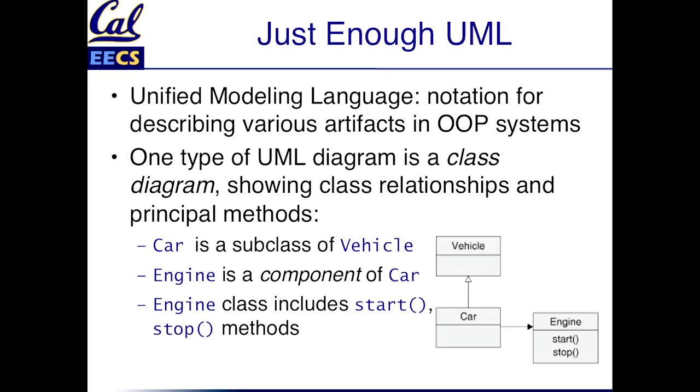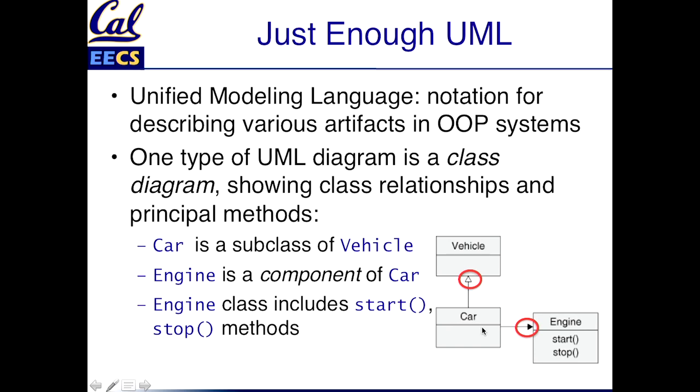We're going to use the UML class diagram pretty extensively throughout these examples. And it's actually pretty widely used even by people who don't otherwise use a lot of UML. You can use it to show very basic relationships among different class types. So in this simple example, we've got a vehicle class, a car class, and an engine class. And the open arrow is telling us that car is a subclass of vehicle, so classic inheritance. The closed arrow is telling us that engine is a component of car.